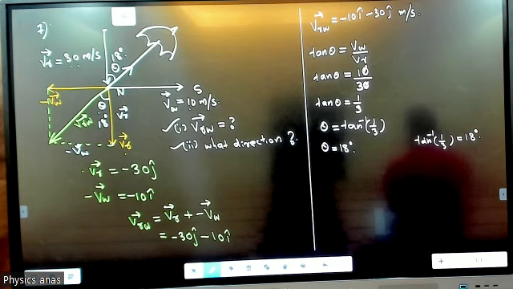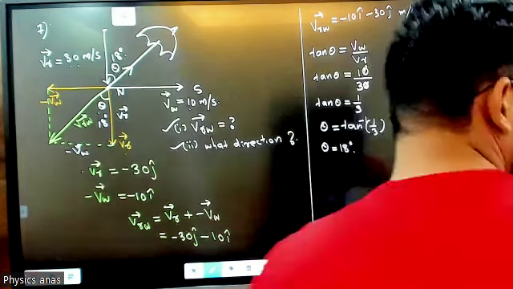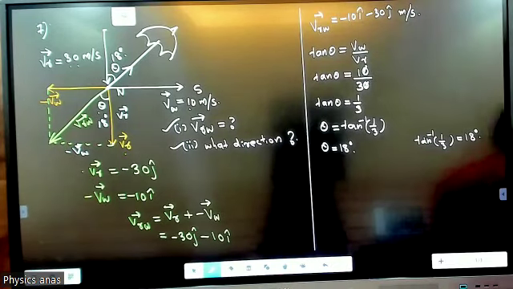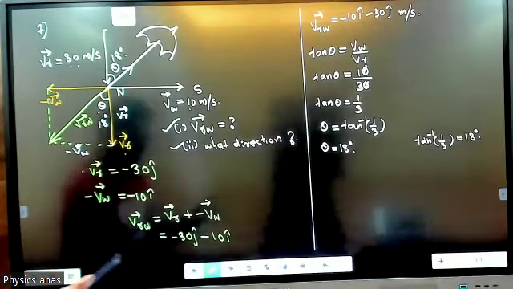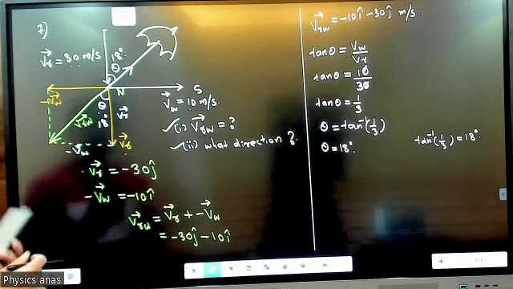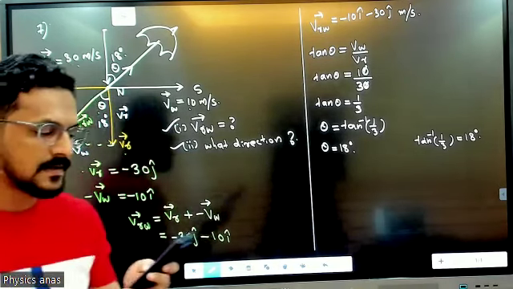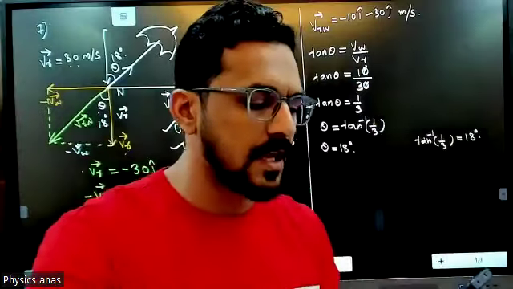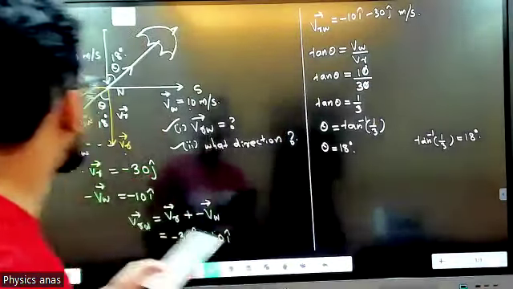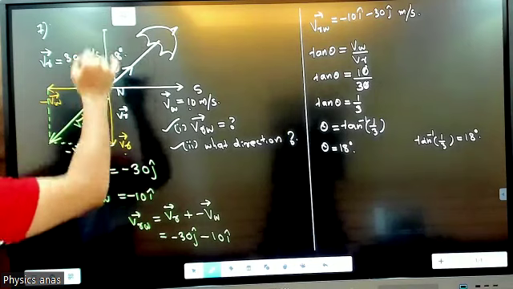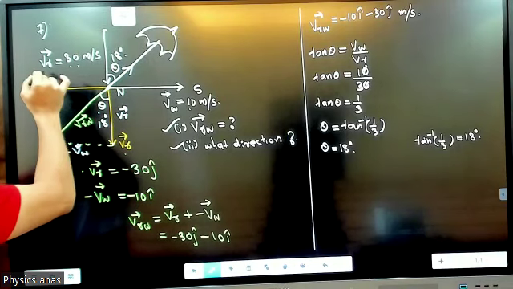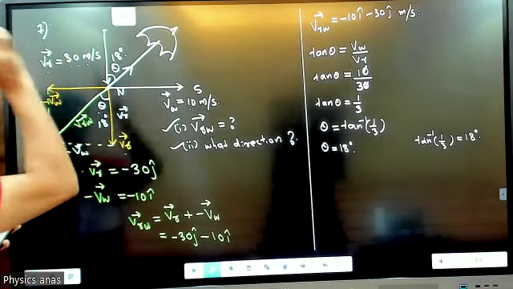Yes, sir. Then I will repeat the question and the solution. This is question number 7. The question is like this. Rain is falling vertically with a speed of 30 meters per second. So this is the direction of rain and it has a velocity of 30 meters per second.